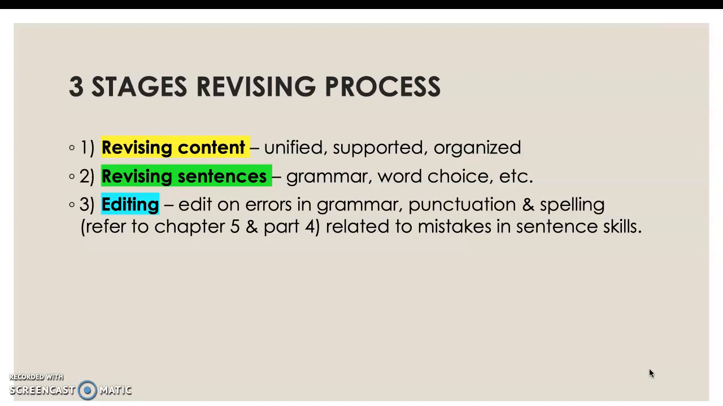So these are the processes in writing. We have pre-writing, where you have clustering and then writing an outline, followed by writing your first draft. After you have written your first draft, you have to do revisions. When you do revisions, you revise the content, you revise sentences, and then you do editing of the mistakes in sentence skills. Once these processes have been completed, then you have a very good piece of written work.